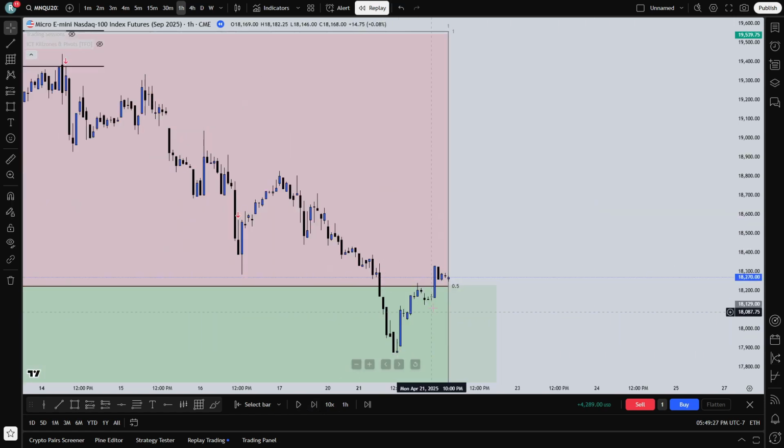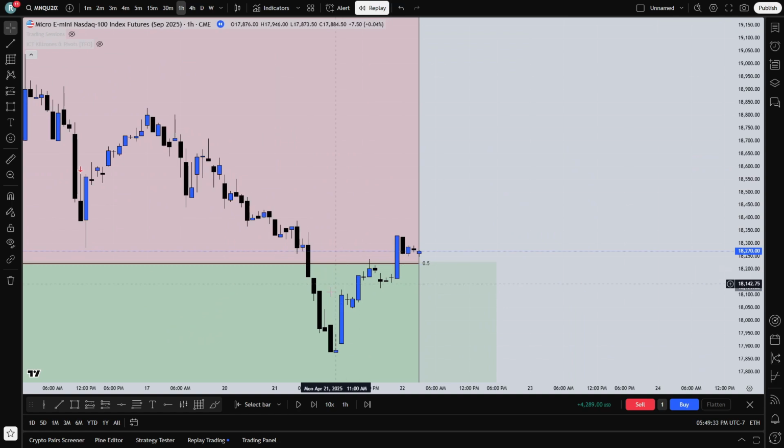Look, it bounces right off. Balancing what area? What is it balancing? These fair value gaps. Okay, after that, where's it likely to go? Hit this high, hit this high, or we could reject, hit this low.